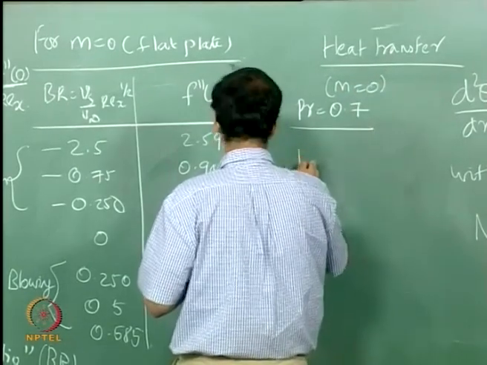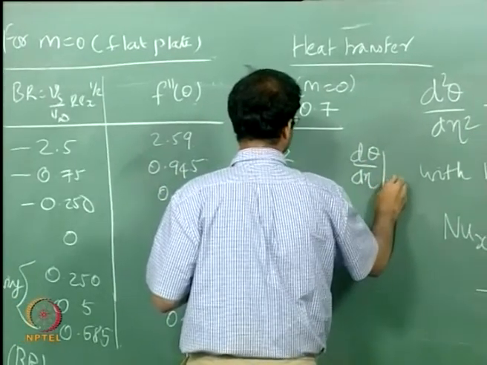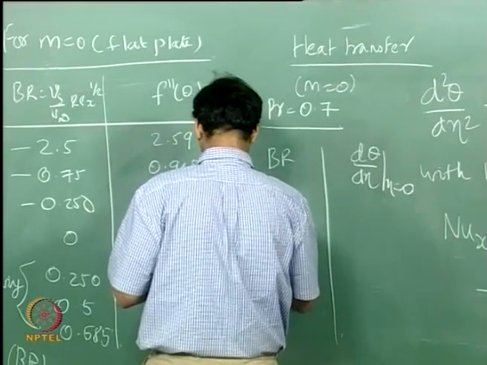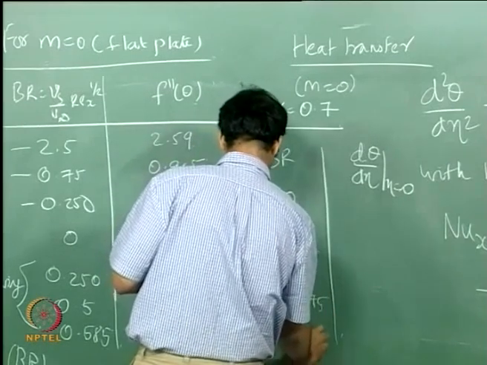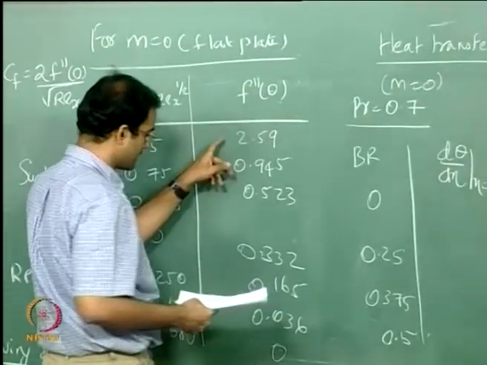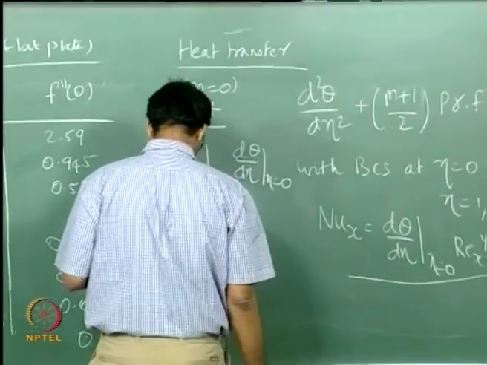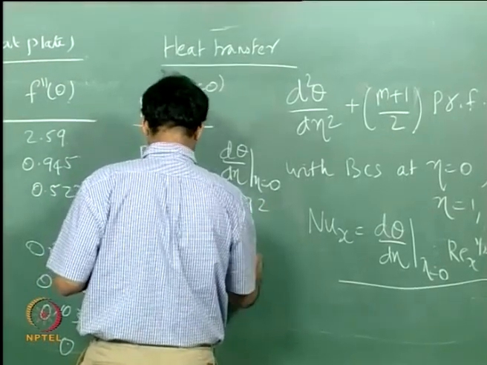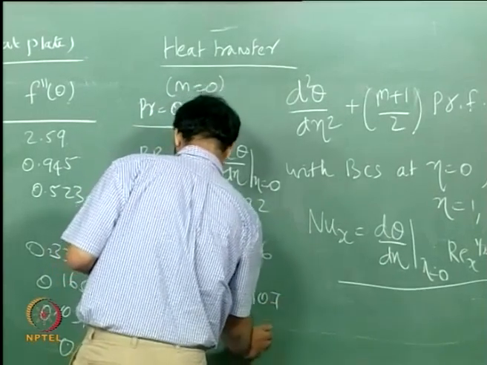So for this case, your blowing ratio versus your d theta by d eta at 0. So 0, this is only for blowing, not for suction, 0.375, 0.5. So once again, just like your velocity gradient keeps reducing, your temperature gradient also has to keep reducing. Okay, so 0.292, 0.166, 0.107, 0.0517.